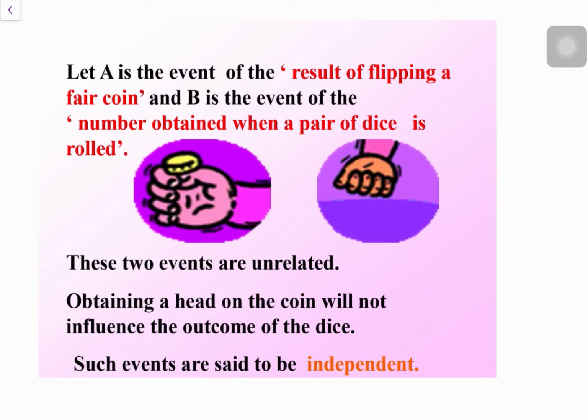If you're looking at these two events, we can see that they are actually unrelated to each other, whereby obtaining a head when flipping a coin will not influence the outcome of the dice. So therefore we can say that these two events are independent events.